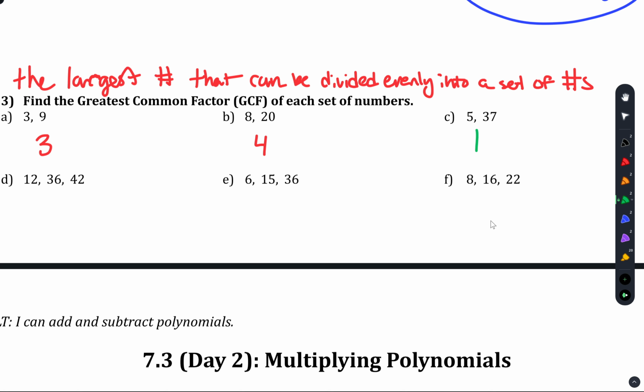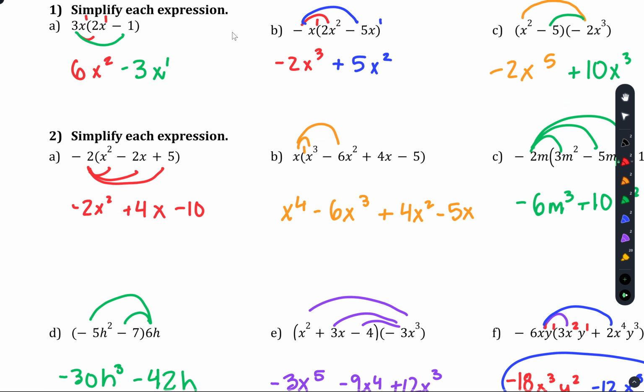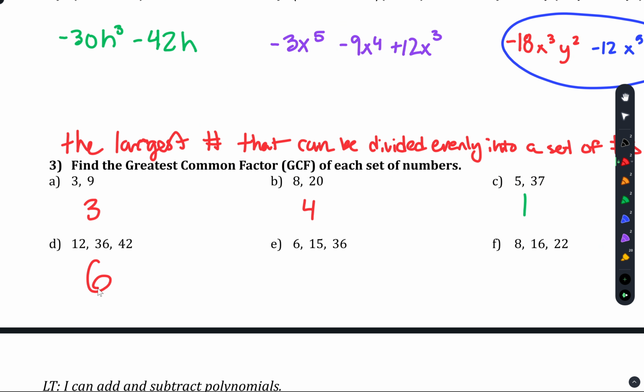Then we talk about greatest common factors between 3 numbers. So now we got to compare all 3. What about letter D? 12, 36, and 42. What do we think? 12 goes into 12 and 36, but 12 does not go into 42. So we got to pick something else. 6. 6 goes into all 3 of those. Perfect. What about letter E? What is it? It is 3. 3 goes into all 3 of those. And then F? 2. Perfect. Any questions on this?